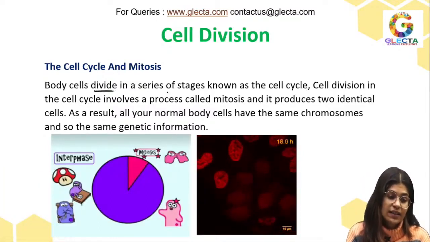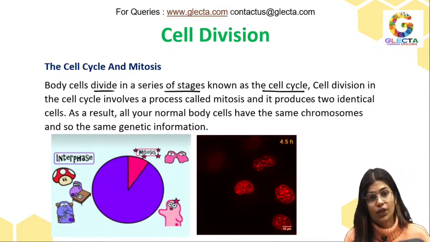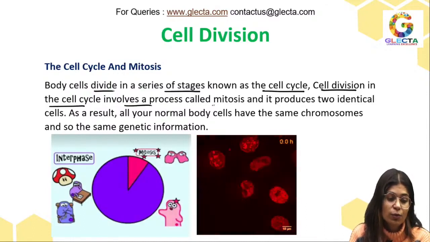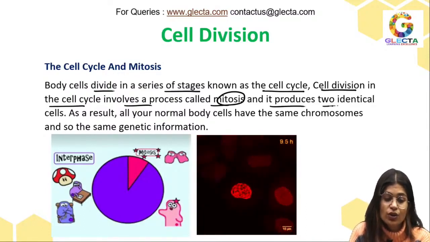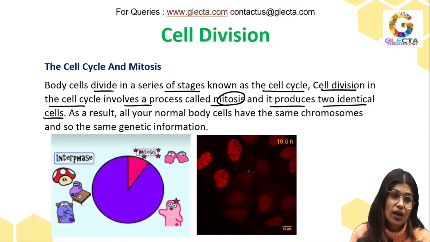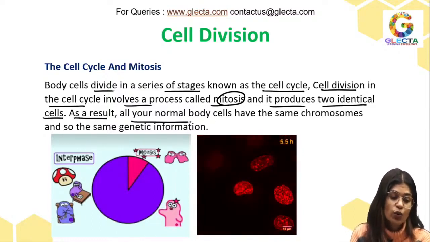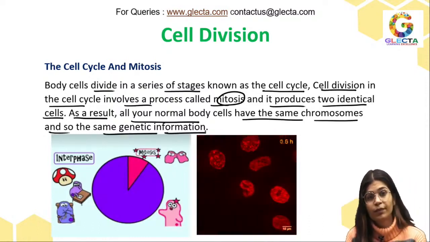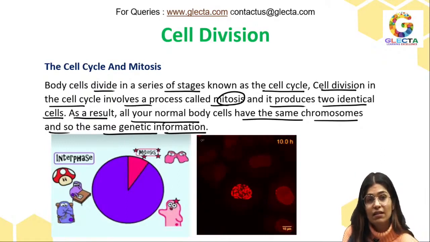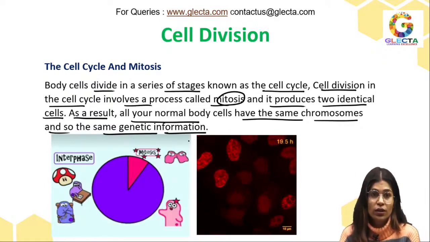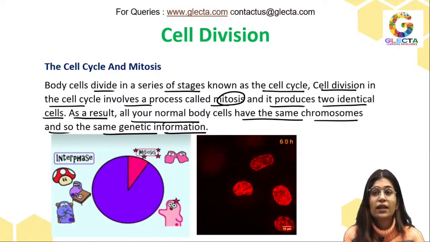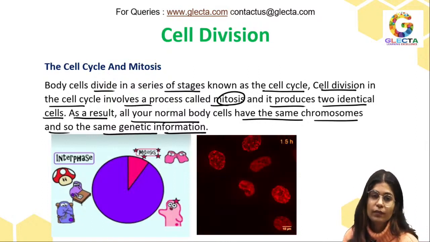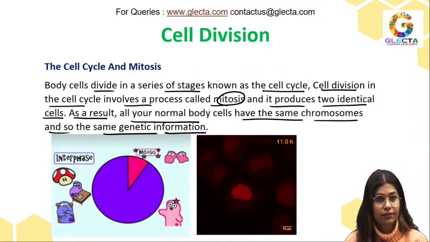Body cells divide in a series of stages known as the cell cycle. So it has different stages. Cell division in the cell cycle involves the process of mitosis. It produces two identical cells, like this GIF is doing. As a result, all your normal body cells have the same chromosomes and so the same genetic information. Which means if skin cells undergo mitosis to form new skin cells, the new skin cells would have the same kind of DNA as the previous ones. So that's how your cells have been made.